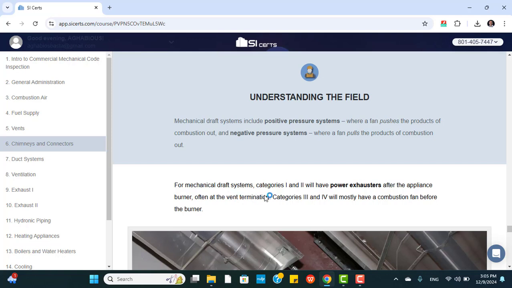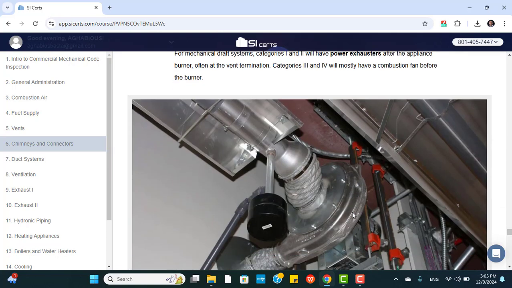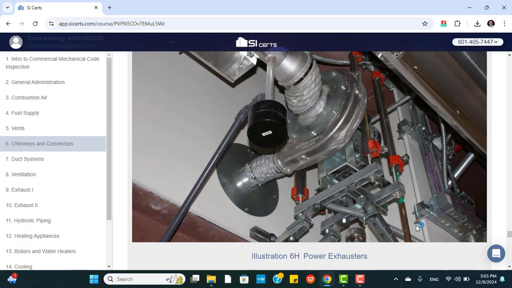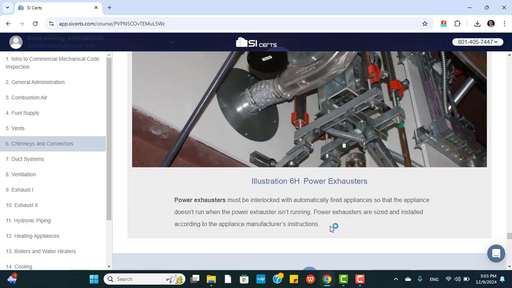For mechanical draft systems, categories 1 and 2 will have a power exhauster after the appliance burner, often at the vent termination. Categories 3 and 4 will mostly have a combustion fan before the burner. Illustration 6H, power exhauster. A power exhauster must be interlocked with automatically fired appliances so that the appliance doesn't run when the power exhauster isn't running. Power exhausters are sized and installed according to the appliance manufacturer's instructions.